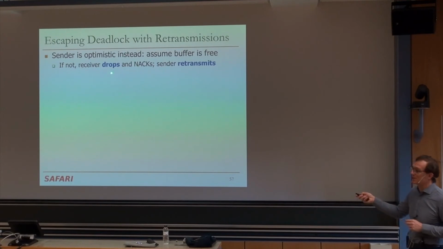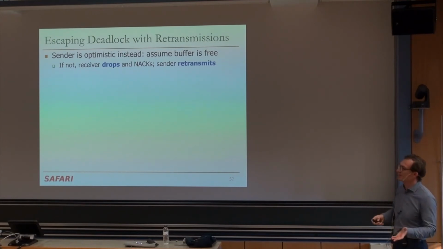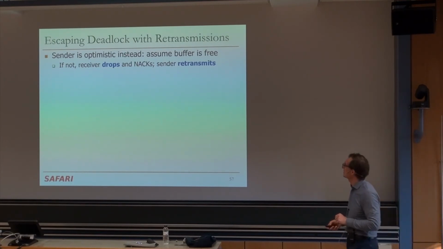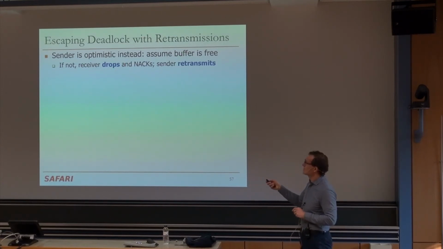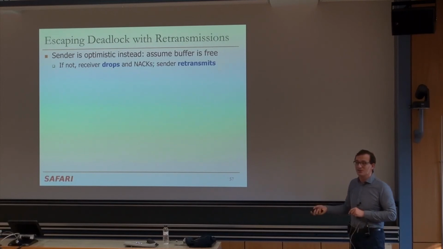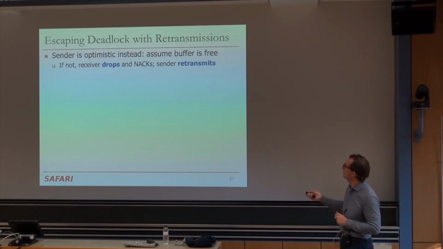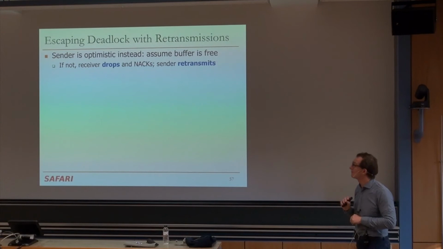So sender is optimistic in this case. In the previous case, sender was pessimistic. Now we want to have an optimistic sender. It assumes the buffer is free. If it doesn't, the receiver drops and NACs, or negative acknowledgement. It sends a negative acknowledgement to the sender, and then sender at some point retransmits.